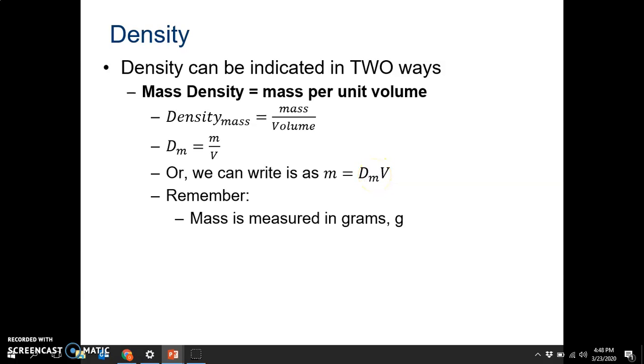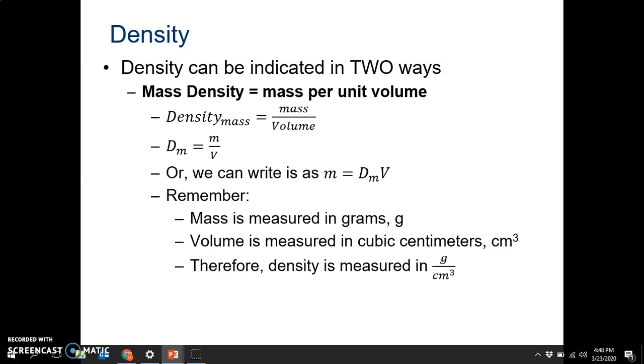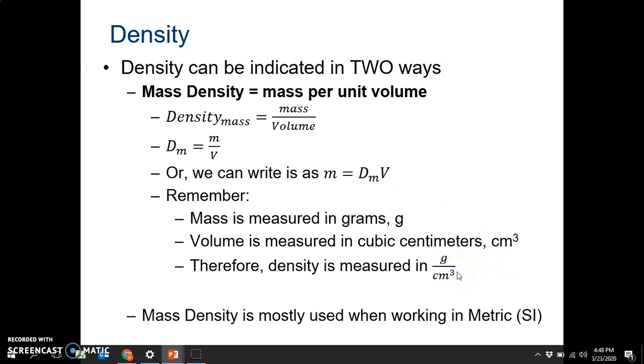Mass is measured in grams, g. Volume is typically measured in cubic centimeters, centimeters cubed, and density, therefore, is grams per centimeter cubed. Mass density is most used when working in metric. Another way of wording that would be we rarely use mass density for English. Mass density is mostly for metric.